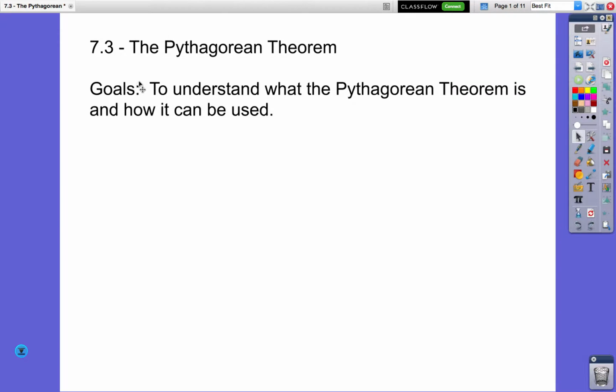So in our notes today, what we're going to do is copy down some information on the Pythagorean Theorem. Your goals are to understand what the Pythagorean Theorem is and how it can be used. And the nice thing is we've actually been working on the Pythagorean Theorem. This is not something we're learning from scratch. This is something we're just taking information we've been doing in class and summarizing.